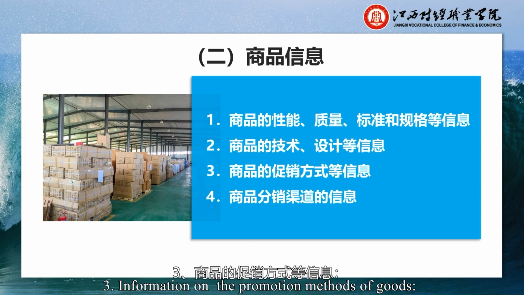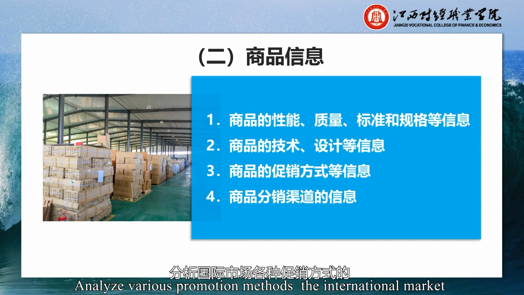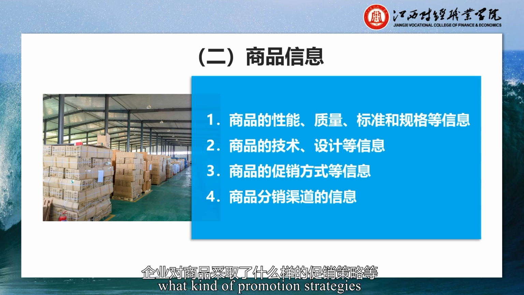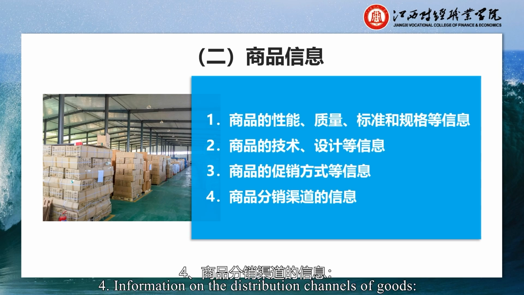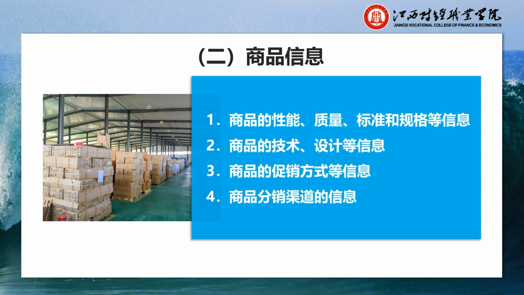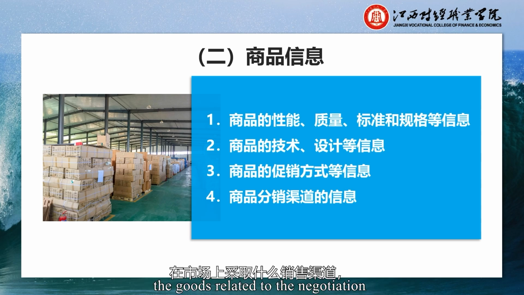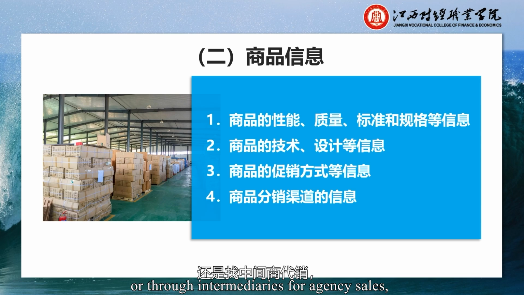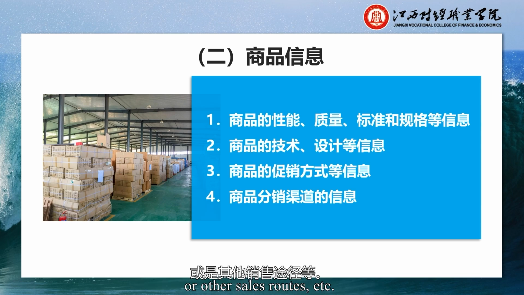Third, information on the promotion methods of goods. Analyze various promotion methods in the international market, the costs and advantages, barriers, and pros and cons, and what kind of promotion strategies the company has adopted for the goods, etc. Fourth, information on the distribution channels of goods. What sales channels are used for the goods related to the negotiation in the market, whether it is direct sales by the manufacturer or through intermediaries for agency sales or other sales routes, etc.